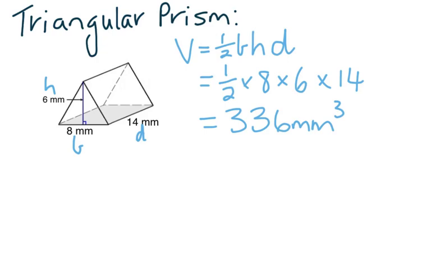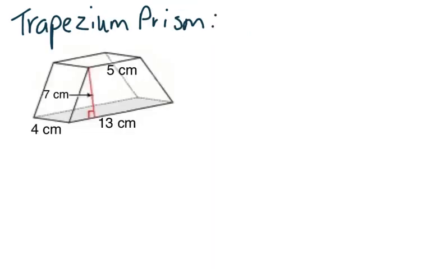So we'll move on to a little more challenging one now, which is the Trapezium Prism. And now the only reason this one is a little bit harder is because sometimes people don't recognise that it's a trapezium. So we have to go right back to what makes a trapezium a trapezium.